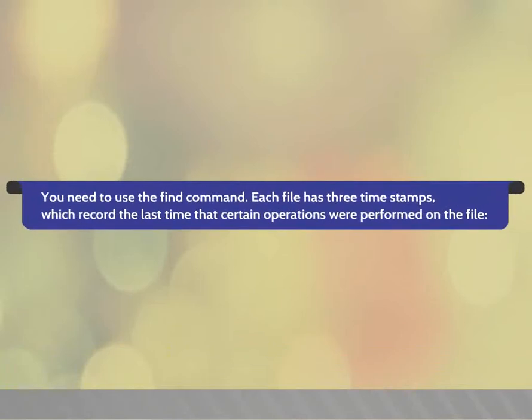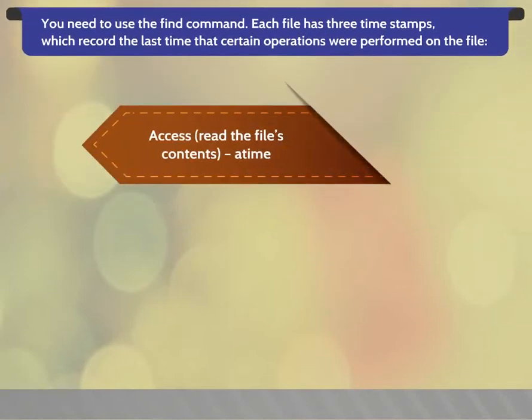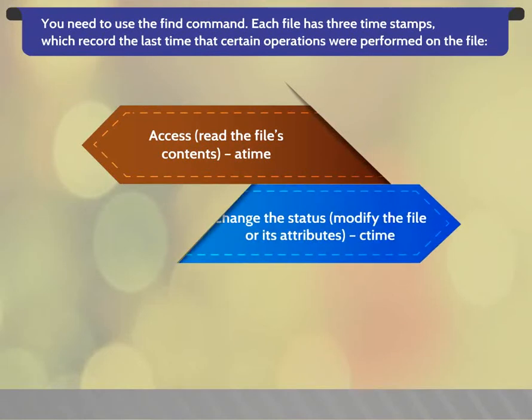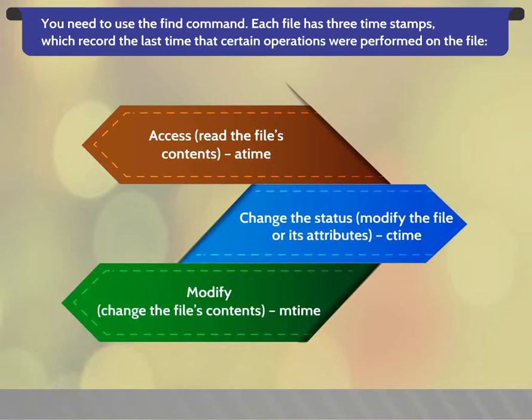You need to use the find command. Each file has 3 timestamps, which record the last time that certain operations were performed on the file. Access, that is read the file's contents, A time. Change the status, that is modify the file or its attributes, C time. Modify, that is change the file's contents, M time.